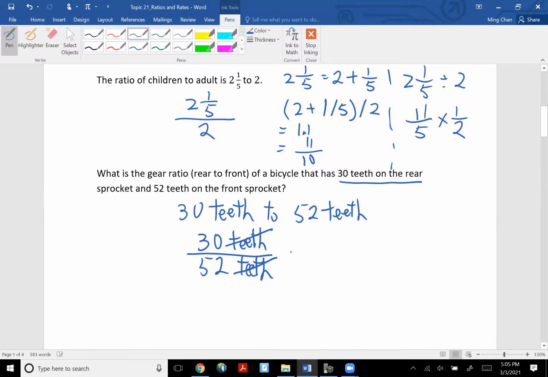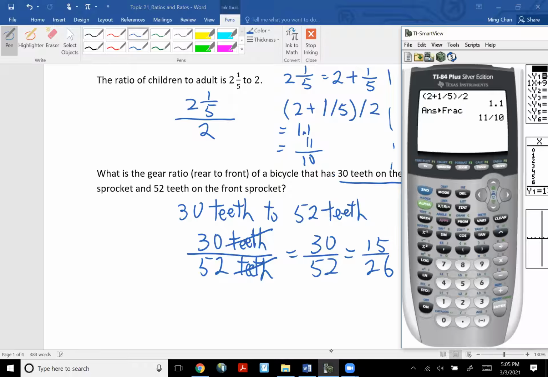So this problem is really just 30 over 52, which you can reduce by 2, and you should get 15 over 26. Or if we put it in a calculator and let it convert to a fraction for me, 30 divided by 52, I get the same thing. All right, convert to fraction, 15 over 26.